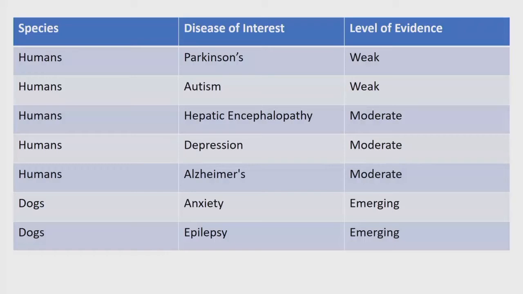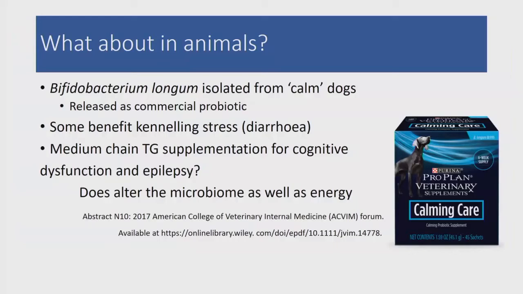And so potentially, if that can be spotted or identified beforehand, there might be the potential to intervene early. So back to my species, the species that I'm interested in, what evidence is there about the gut-brain axis? There's a probiotic that's not available in Australia yet that has been released in the US, and it's a Bifidobacterium longum, which was actually isolated from calm dogs.